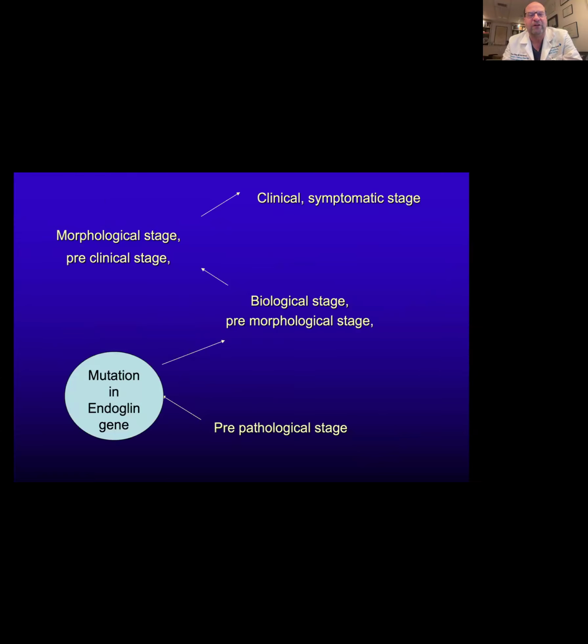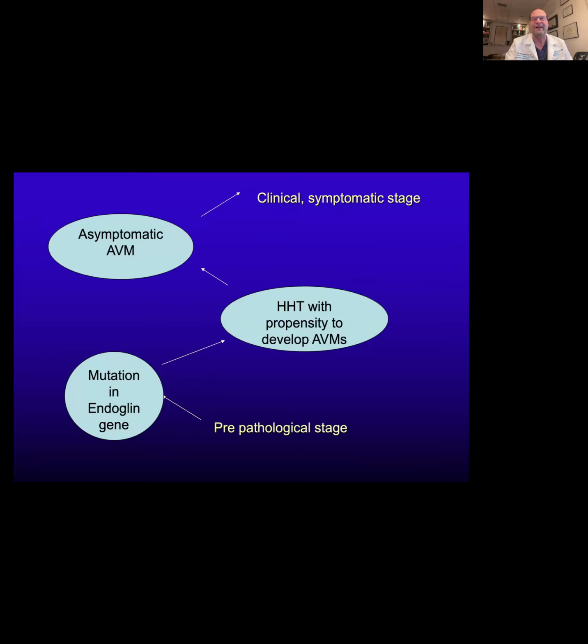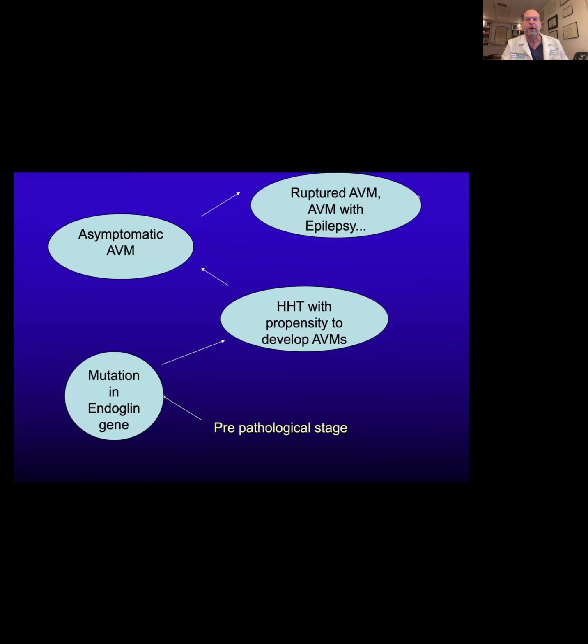So HHT, let's say you have a mutation in the endoglin gene. You have the disease HHT with the propensity to develop AVMs, but you may not be born with this AVM. But over the years, due to remodeling of the vessels every 7 years, at one point in time, you may get an asymptomatic AVM. And due to additional changes such as inflammation, venous narrowing, at one point in time, the AVM ruptures or the AVM presents with epilepsy.